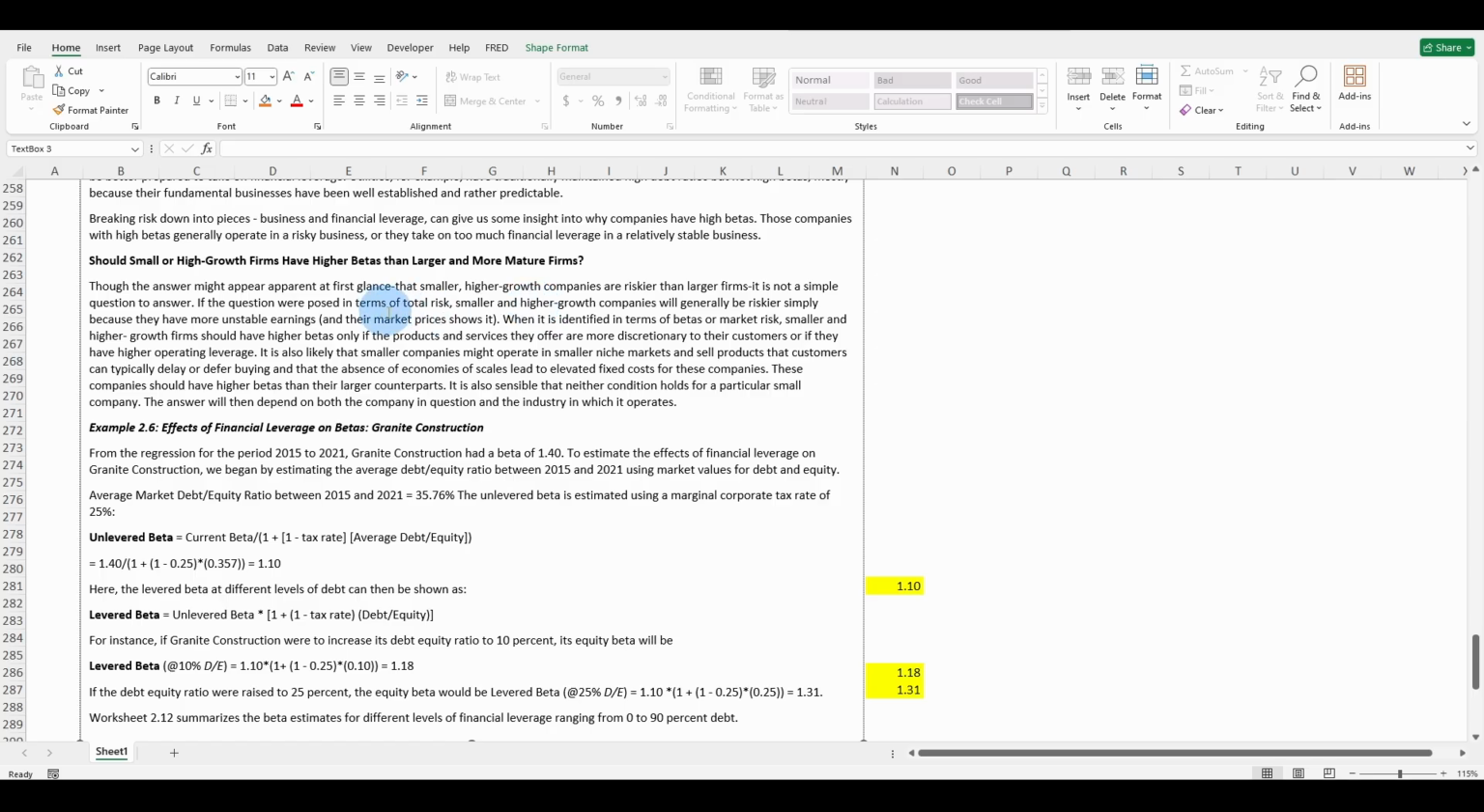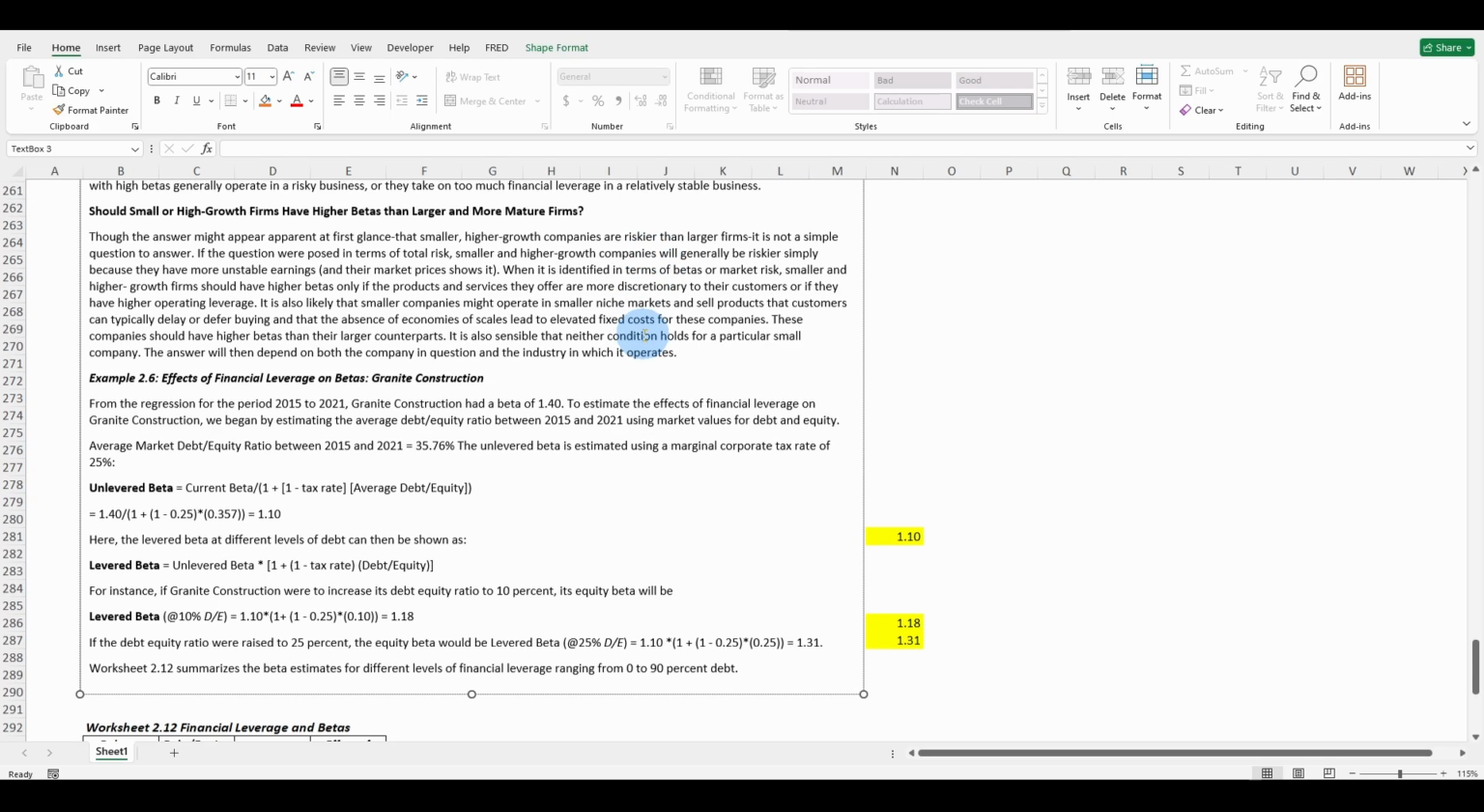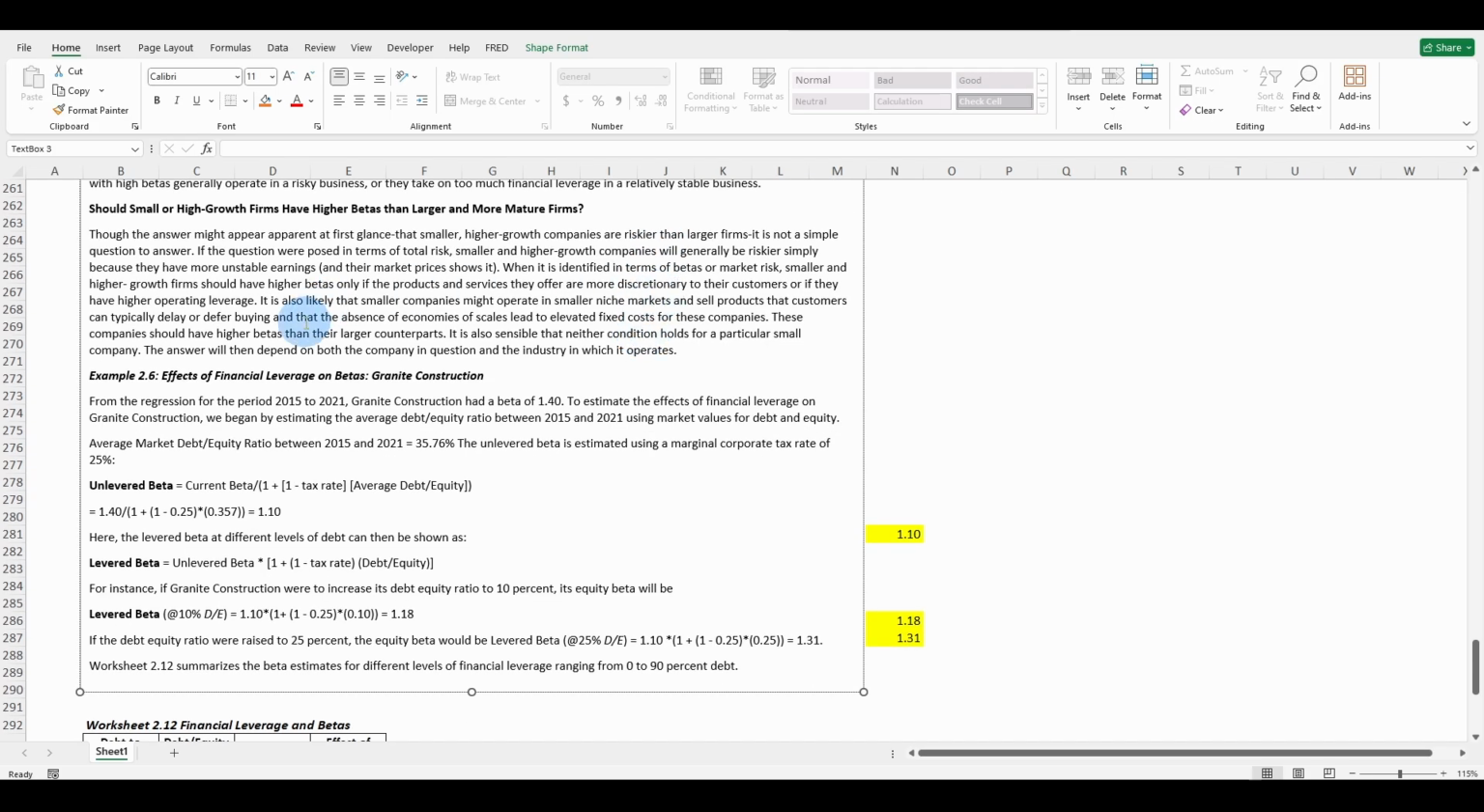If the question were posed in terms of total risk, smaller and high growth companies will generally be riskier simply because they have more unstable earnings and their market prices show it. When it is identified in terms of betas or market risk, smaller and higher growth firms should have higher betas only if the products or services they offer are more discretionary to their customers or they have higher operating leverage.